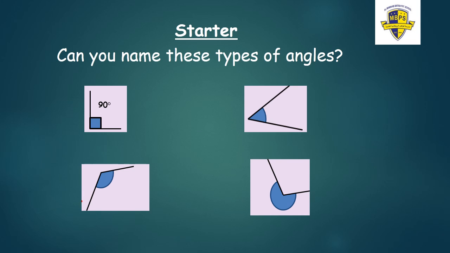Before we start, let's remember the types of angles. The first one, 90, so this is what? Good, it's a right angle. The second one is small, so this is what? Acute angle. Excellent. Now the third one, this is an obtuse angle. Good. And the last one, this is a 3/4 turn, it's what? Reflex angle. Good.